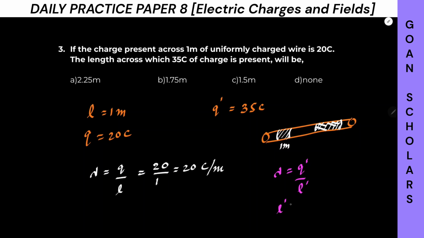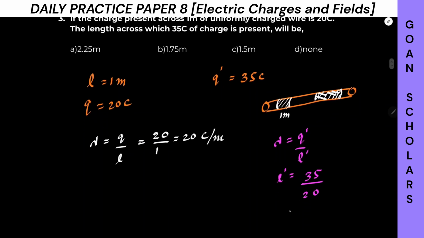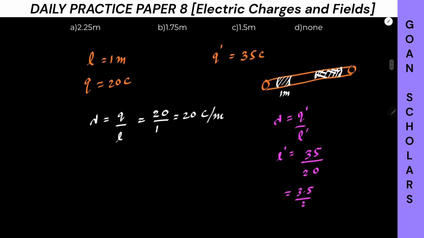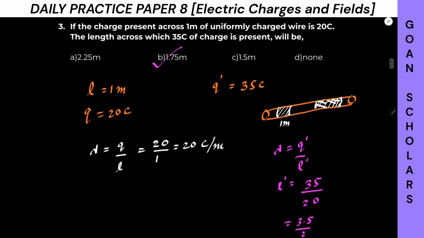So L dash will be equals to, what is Q dash? 35 upon lambda. What is lambda? 20. Correct? So let's cancel out it. Okay. And we left with 3.5 divided by 2. Okay. So this will give you 2 1s are 2 and 15 to 1.75. Okay. Meter. That will be the length. So correct answer is option B. I hope you understood. Clear it is? So what remains constant across a wire?